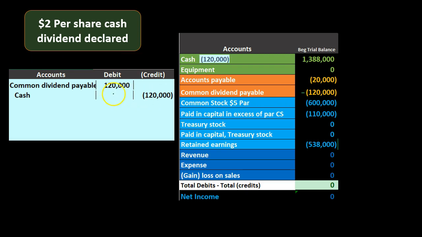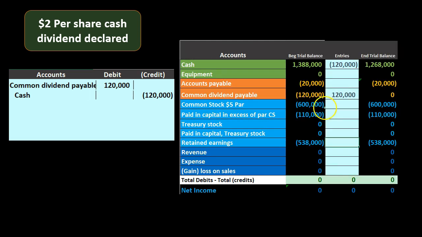So if we post this out then, cash, it's had this credit. We've got the $1,388,000 going down by 120 credit to $1,268,000. And then we've got this payable here, the $120,000. It's going down by 120 to 0. So now the dividend has finally been paid. The payable's back down to 0.